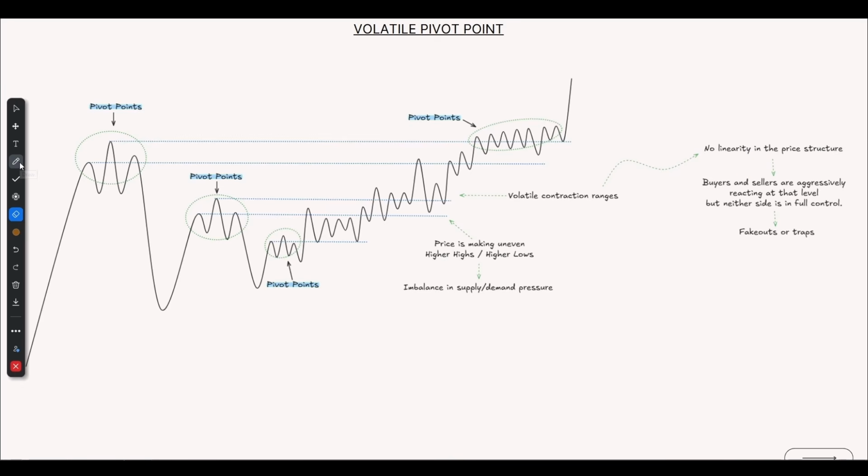which automatically tells us that neither side is in full control. Whenever we see this kind of volatile projection or volatile contraction ranges, we can assume that even if the price goes up, it will show us volatile ranges, and the chances of our stops getting hit in these kinds of price structures is significantly high, which ultimately leads us to fake outs or traps.